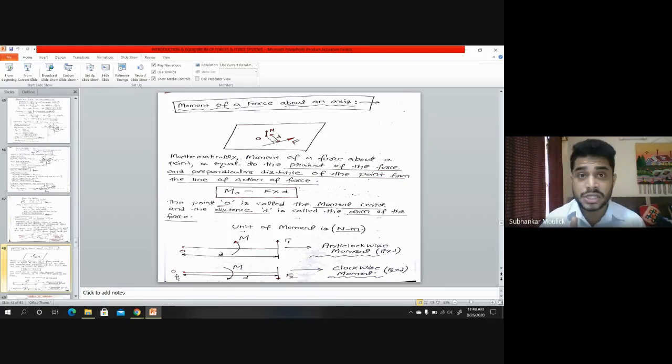But you cannot change. Say in a single problem, 3 clockwise moments are acting and 4 anti-clockwise moments are acting. So first time you are taking clockwise positive, second time you are taking clockwise negative. You cannot do like that. You have to solve the entire problem either by taking anti-clockwise positive or by taking clockwise positive, and vice versa.